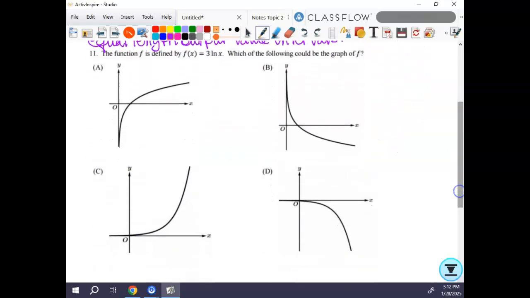All right, number 11. Here is my equation. Which of the following could be the graph? So without looking at the graphs, I'm just going to make my own graph. I know that the natural log of x part looks like this. You should too, because I've only made you draw it 5 million times. That 3 stretches it, but doesn't really change it. So my answer is A.